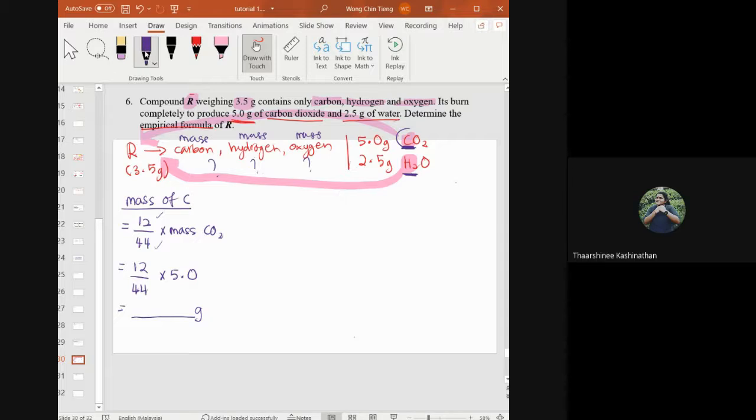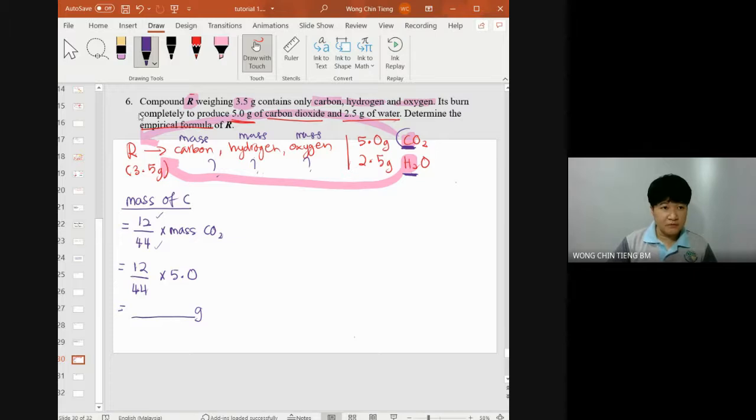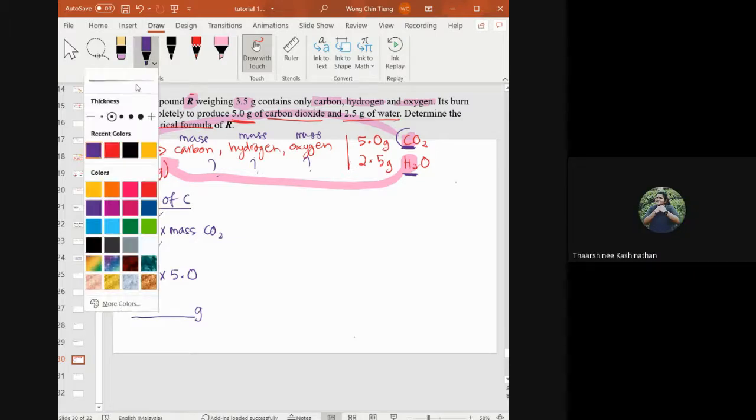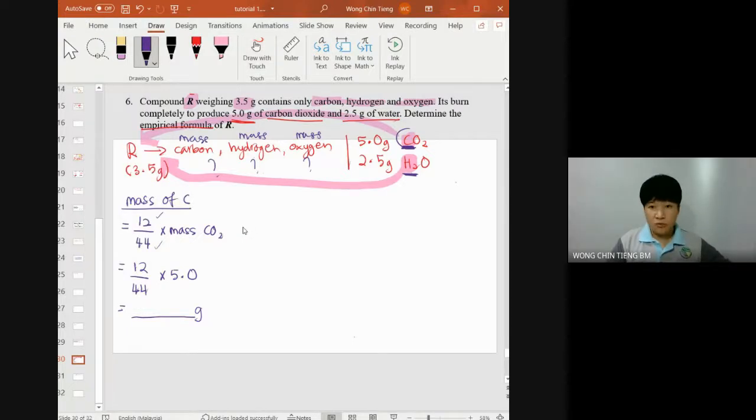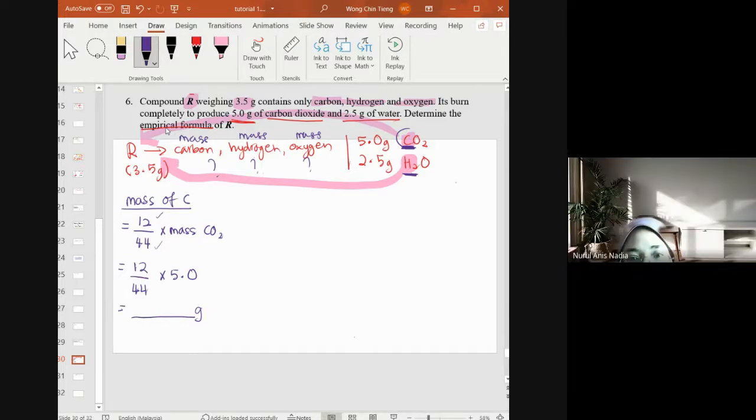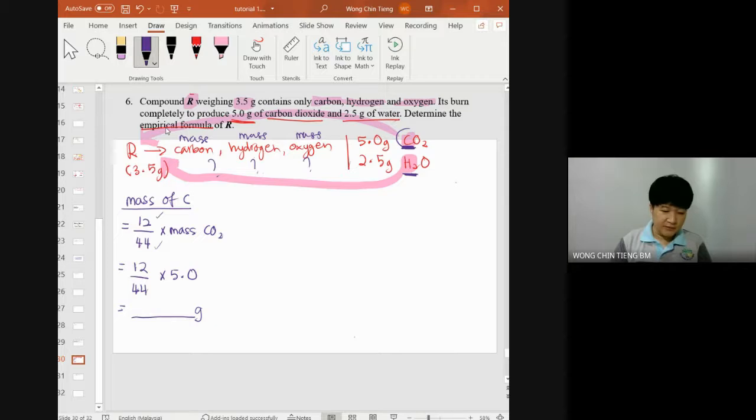0.116. 0.116. 0.1136. I don't think so. 1.36. 1.36. Can you recalculate, please?